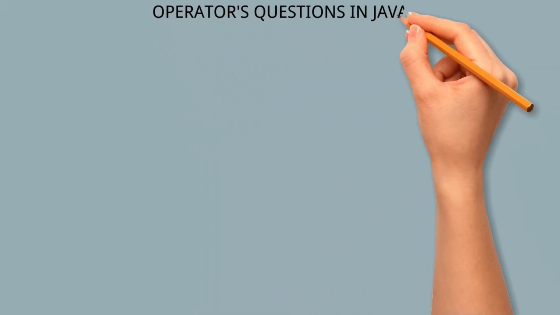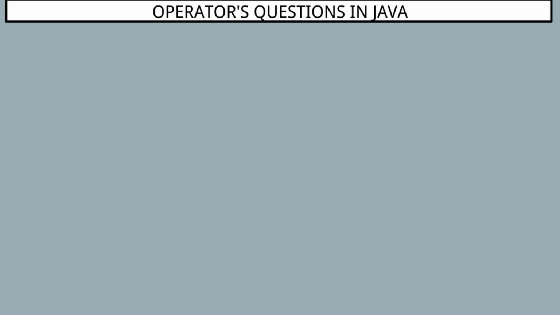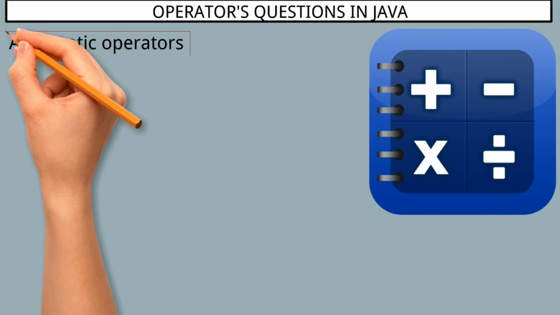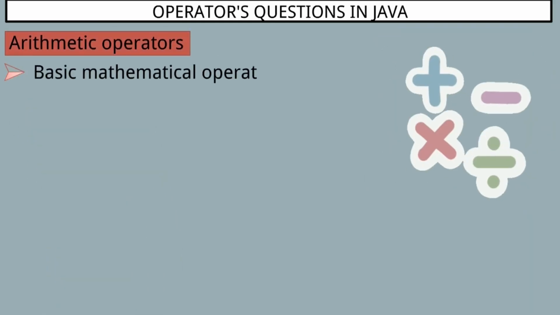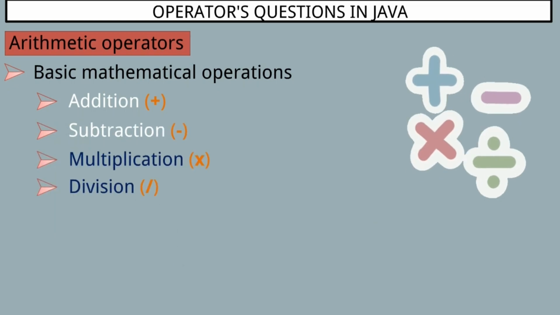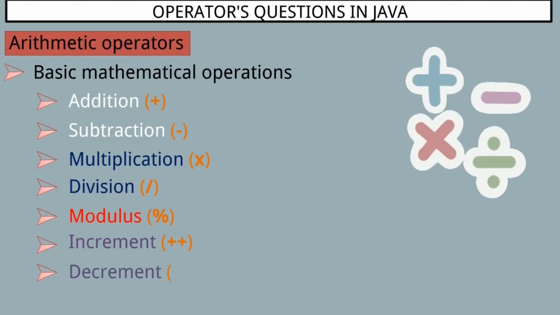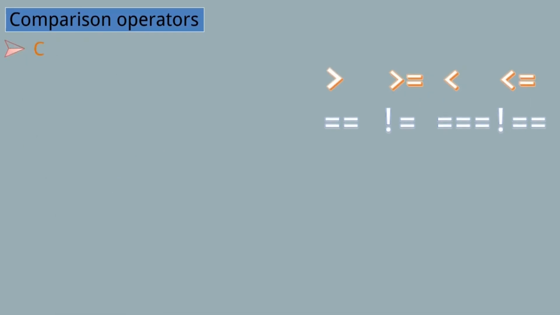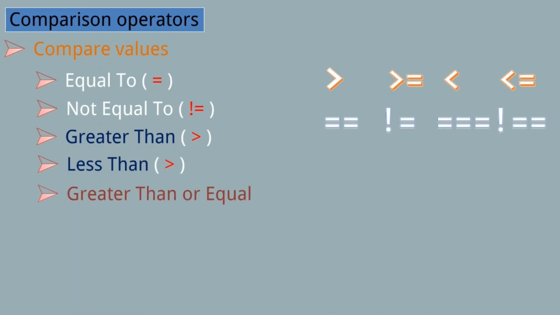In this lecture, we will practice some of the operators questions in Java. In the previous lectures, we discussed several types of operators that can be used to perform various operations in a program. These are like arithmetic operators. These include basic mathematical operations such as addition, subtraction, multiplication, division, and modulus, increment, decrement. Then there is comparison operators, right? Those operators are used to compare values such as equal to, not equal to, greater than, less than, greater than or equal to, less than or equal to operators.